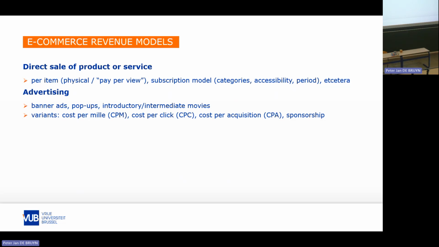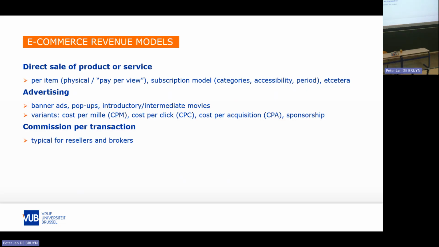Or you have models with cost per acquisition, where you show it, people click, and then when they actually make the acquisition, when they actually do a transaction, they buy a product or service, then you charge your advertiser. Or what we also often see, sponsorship. Now we see a lot of influencers advertising products or services by linking their name, their reputation, to that product or service.